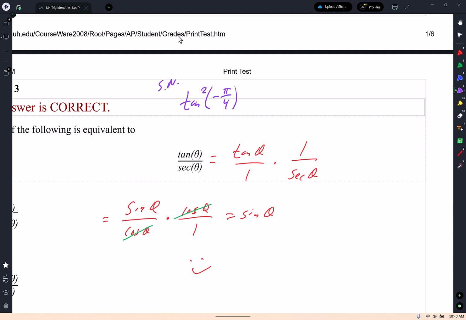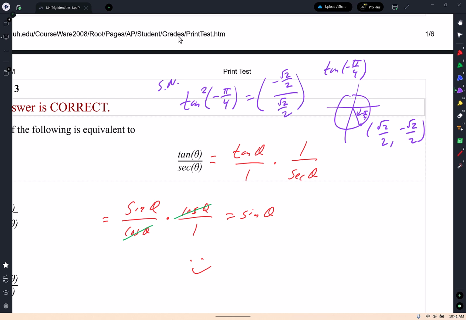Do you know what tan, I'll just go ahead and put it here on the side. Tan of negative pi over 4 looks like this. Here's negative pi over 4. And remember that the x value is positive, but the y value is negative. So this is parenthesis, negative square root of 2 over 2 divided by square root of 2 over 2, close it squared. That's what it means. Negative 1 squared. What's negative times a negative?